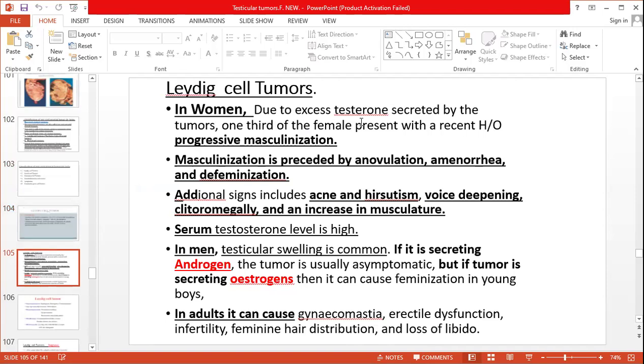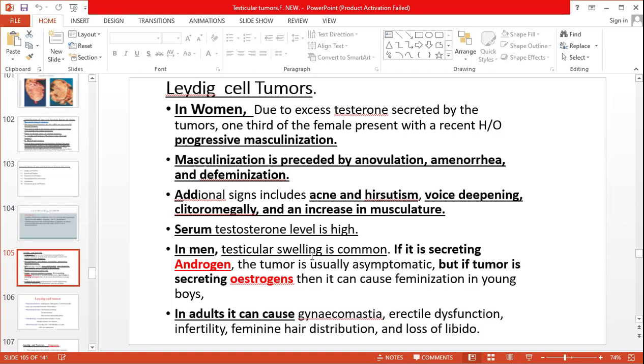In women, due to excess testosterone secreted by the tumor, one-third of females present with a history of progressive masculinization. It is preceded by anovulation, amenorrhea, and defeminization. Additional signs include acne and hirsutism, voice deepening, clitoromegaly, and an increase in musculature. Serum testosterone level is high.